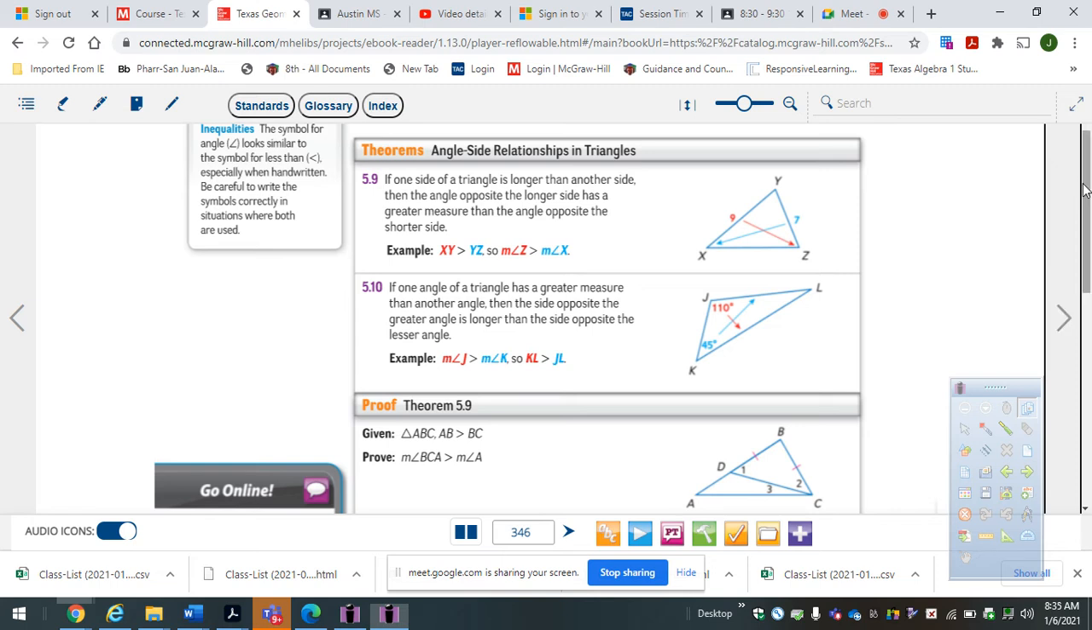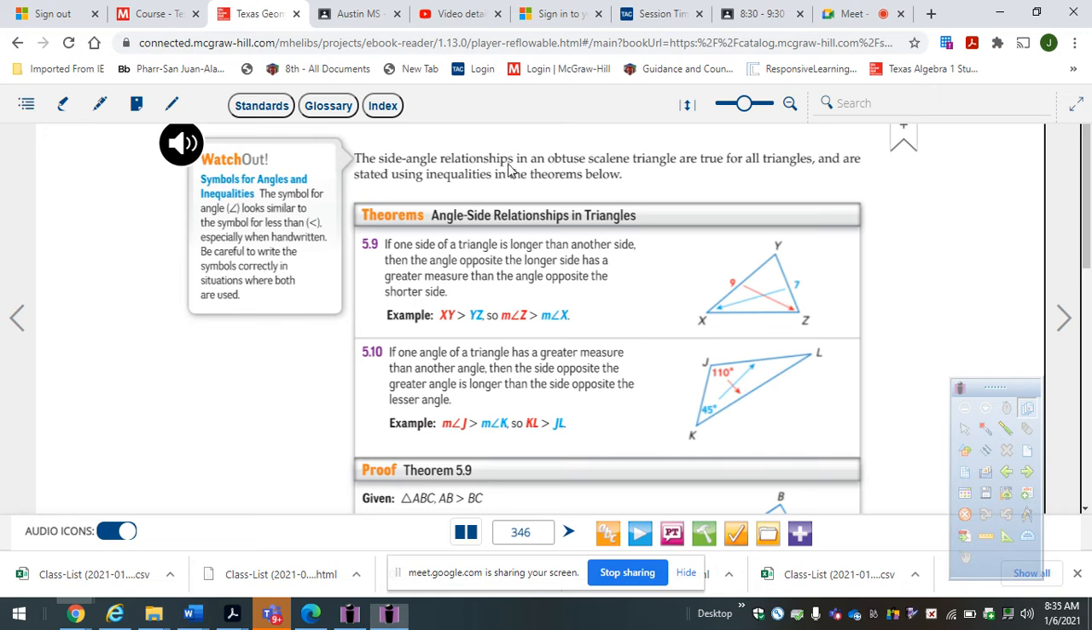So we're going to come to these theorems and say the side angle relationships in an obtuse scalene triangle are true for all triangles and are stated using inequalities in the theorems below. Here, the side lengths are different. This side length, 9, is greater than that side length, 7. So the angle this one is across from is greater than the angle that this one is across from. If one side of a triangle is longer than the other side, then the angle opposite the longer side has a greater measure than the angle opposite the shorter side.